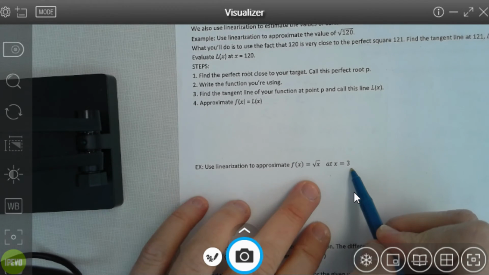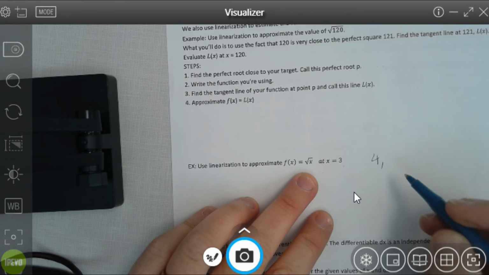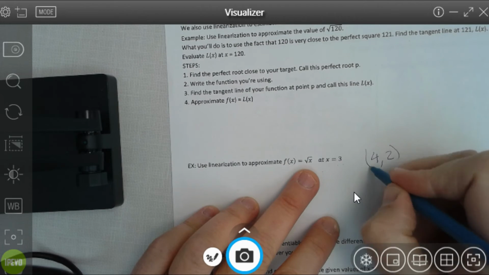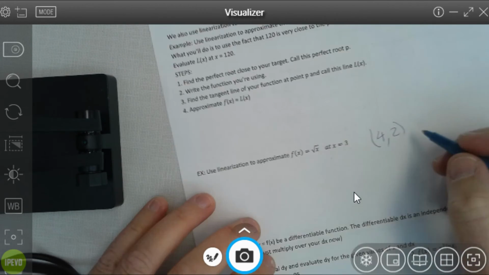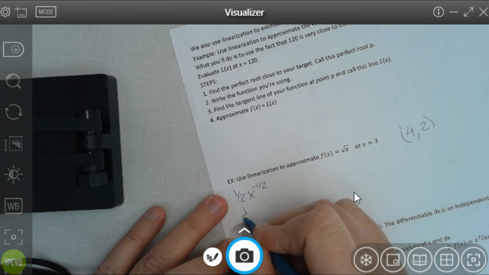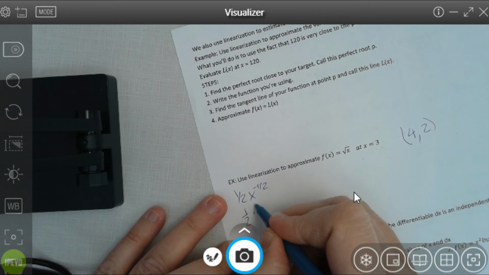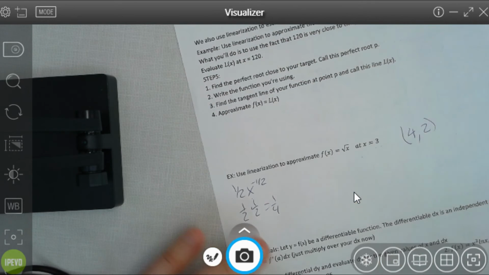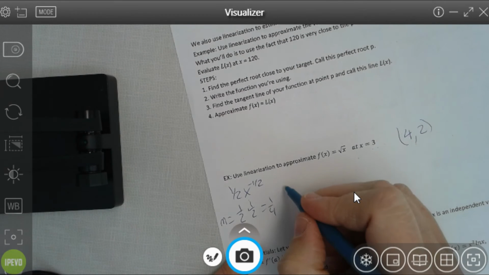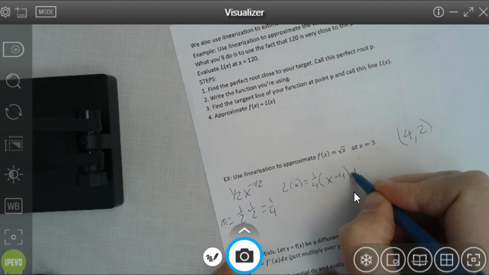So if I want to do the linearization of the square root of 3, what I would do is I'm going to use the point 4 because that's the closest perfect square to 3. So then my point would be (4, 2). And then I would do the derivative of this. Plug in my 4 here. So 4 to the -1/2 would be 1 over the square root of 4, so that would be 1/2. So I get 1/4. That's my slope. That's your m. All right, so then the linearization is 1/4 (x - 4) + 2.